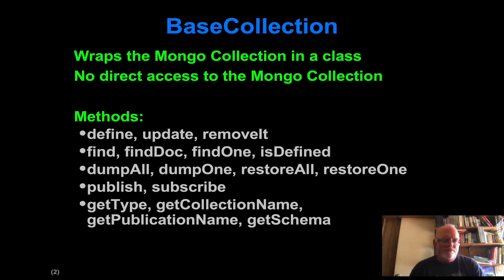Find doc is a smarter find method. Find one will find one, and you can ask if a document is defined based upon its ID. You can dump the collection, and you can restore the collection. We also have a publish and subscribe method that allow you to publish the collection automatically and subscribe to it in the client. We also have a couple of helper get methods that get some information about the collection.